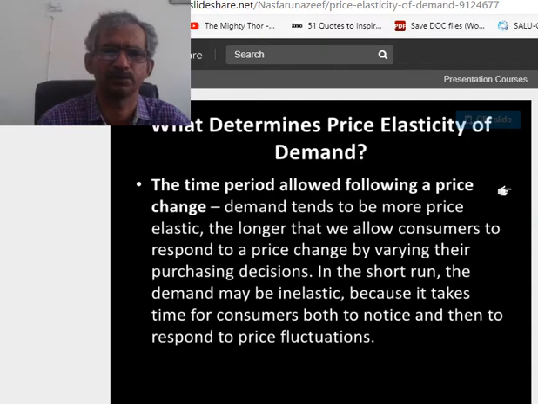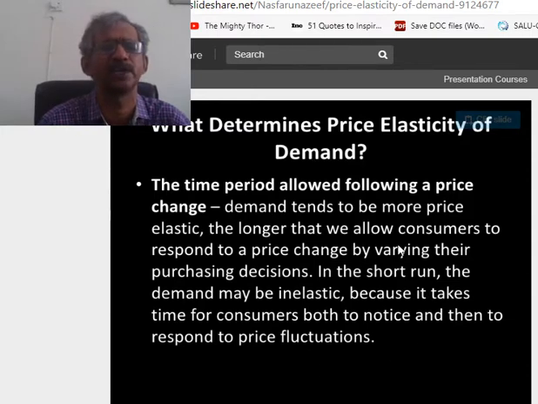Another factor which also determines the elasticity is the time period allowed following a price change. The demand tends to be more price elastic the longer the time that we allow consumers to respond to a price change by varying their purchasing decisions. In the short run, the demand may be inelastic because it takes time for consumers both to notice and then to respond to price fluctuations.